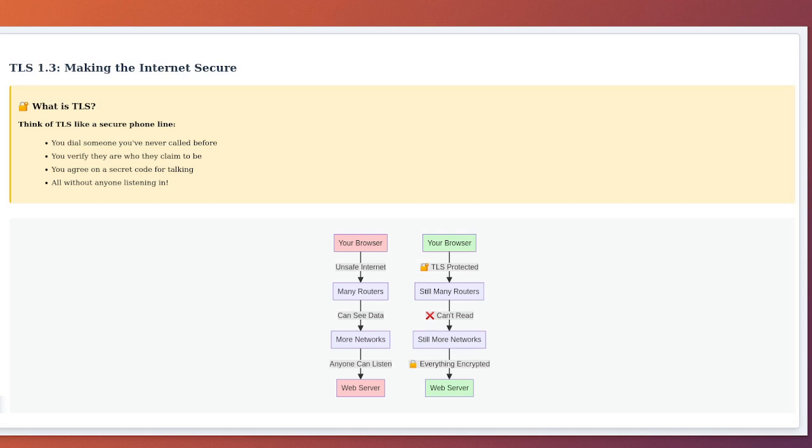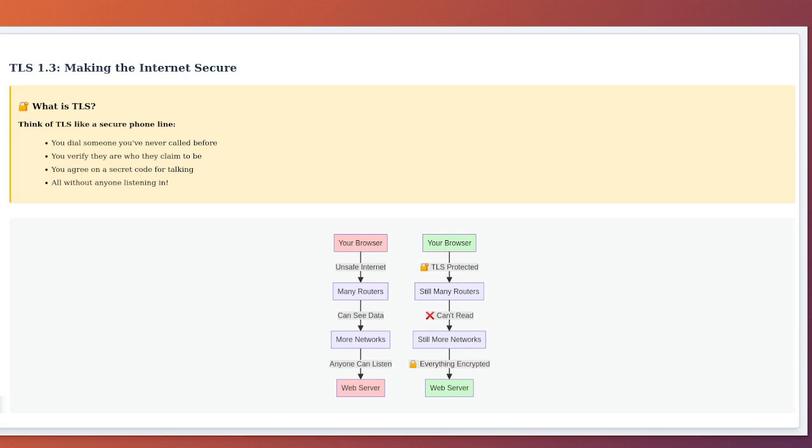Today, I'm going to explain TLS 1.3, the security protocol that protects virtually every secure website you visit, in a way that anyone can understand. Imagine you're trying to have a private conversation with someone in a crowded room where everyone can hear you. That's essentially the challenge TLS solves on the internet. Every piece of data traveling between your browser and a website passes through dozens of computers and networks, any of which could be listening in.